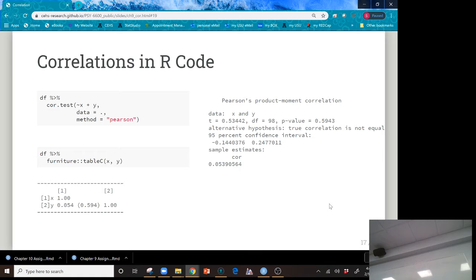So for correlation, we're going to put both variable names on the same side of the tilde sign with a plus between them, order not mattering. Data equals dot, and we have to say method equals Pearson, although I think that might be the default. And this is what it will give you. This is the output. It's very, very nice.